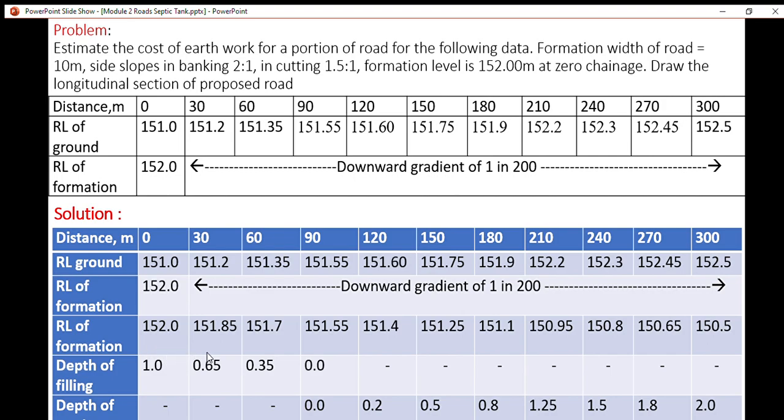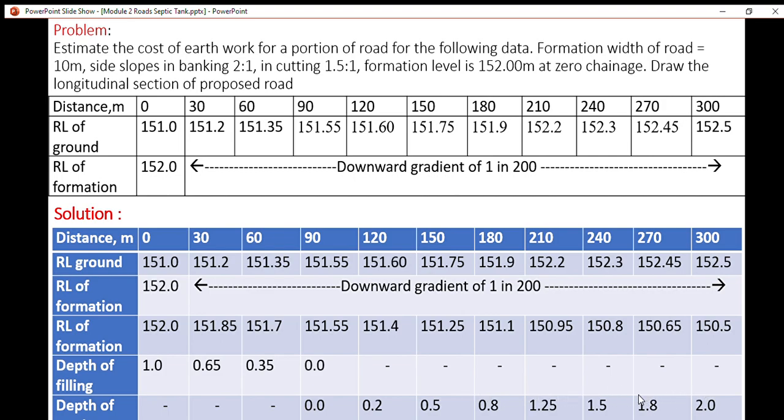The filling at 30 meter chainage is 0.65 meter. Note that at 90 meter chainage, the RL of ground and formation are equal. Therefore, neither cutting nor filling. Notice that at 120 meter chainage, the RL of ground is more than the RL of formation and the difference is 0.2 meter and it is cutting. The cutting at 150 meter chainage is 0.5 meter. Do the other calculations. Copy these values in the next table.